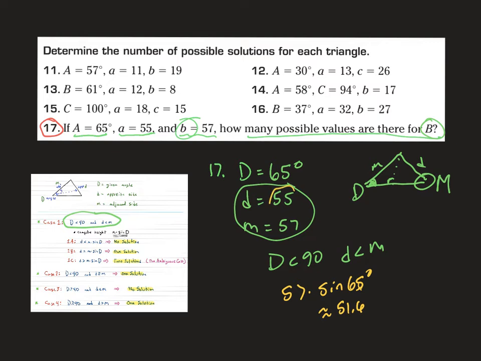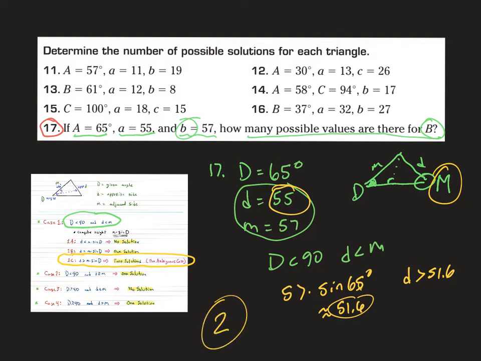Okay, lowercase d is bigger than 51.6. So d is greater than the height, and that is this choice right here. That means we're going to have two solutions. If we're going to have two solutions, it means we have two values for B. So my answer on this problem is going to be 2. And that's how you do number 17. Let's take a look at a few more problems from this lesson.